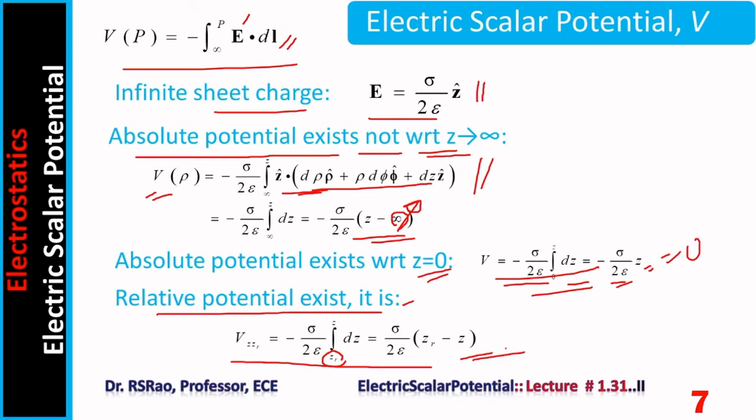Before going further, two points need to be stated. One point regarding an infinite straight line charge: the relative potential of a straight line charge depends upon the radial distance rho of the point from the charge distribution, only on rho, not on phi or z. Whereas, as far as an infinite plane sheet is concerned, the potential depends upon the height coordinate z, not on rho or phi.